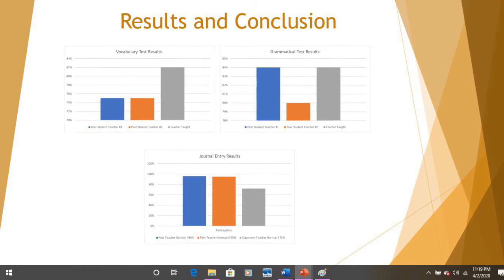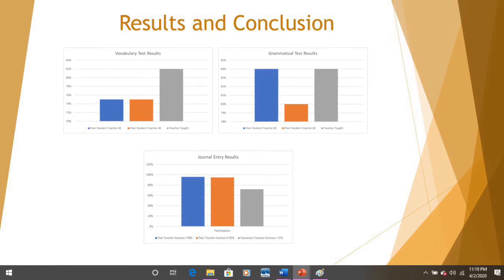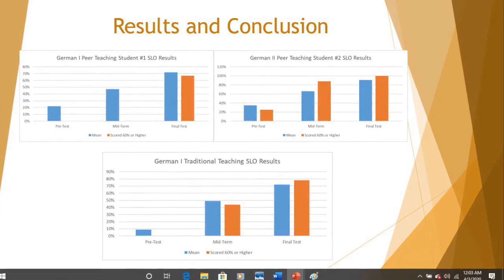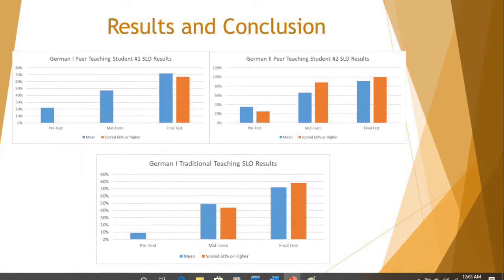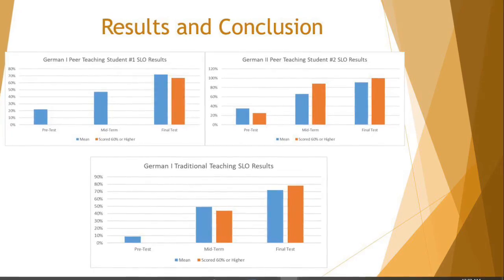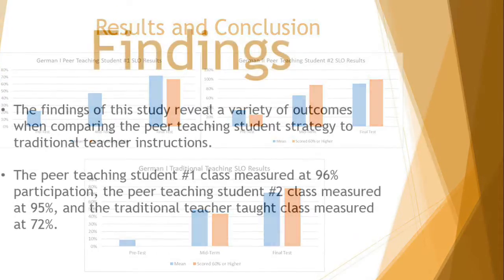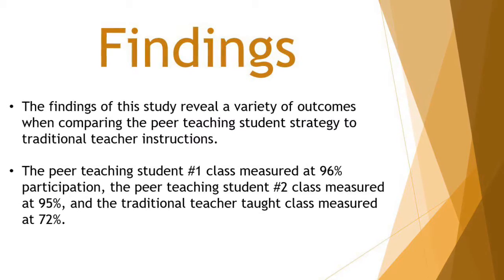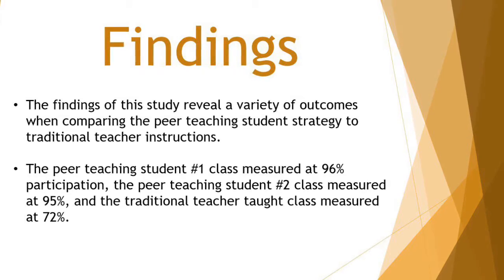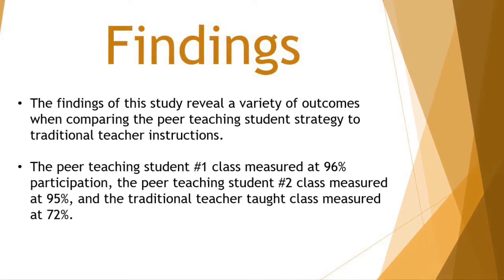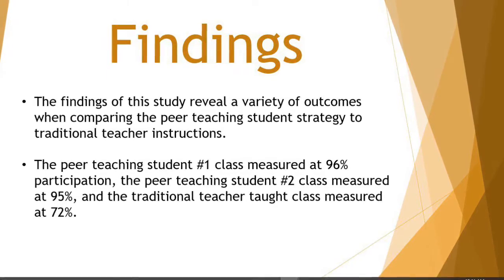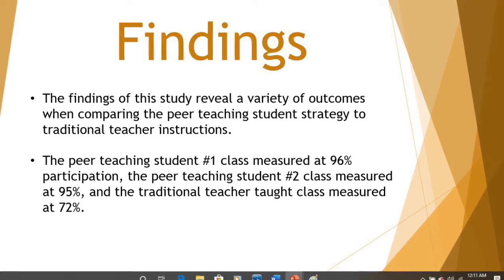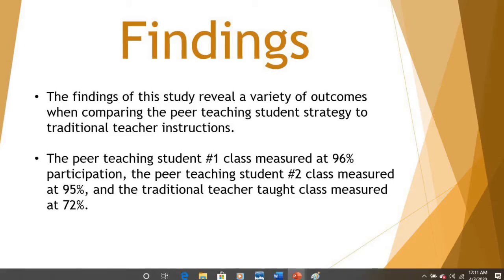In this display, we can see the vocabulary, grammatical, and journal entry results. The findings of the SLO test results are displayed in these columns. The vocabulary, grammatical, and SLO tests reveal a variety of outcomes and don't bring a clear conclusion about the benefits of peer teaching. The measurement of participation in both peer teaching student classes were much higher compared to the traditional teacher-taught class.